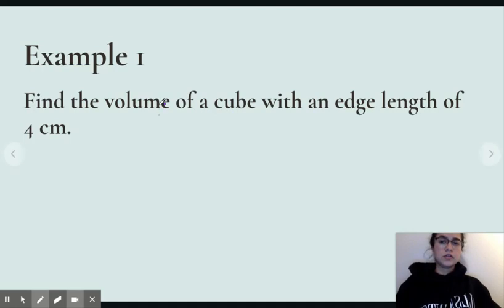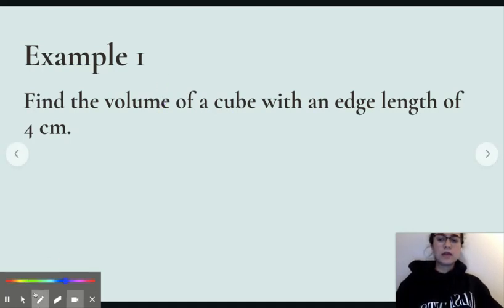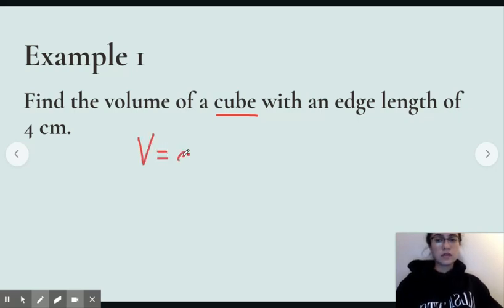All right. So example 1 here, I want to find the volume of a cube that has an edge length of 4 centimeters. Okay? So I know it's a cube because it's telling me that. In order to find volume, I need to know the length of the edge, right? Because the formula for cubes is volume, V, equals E.